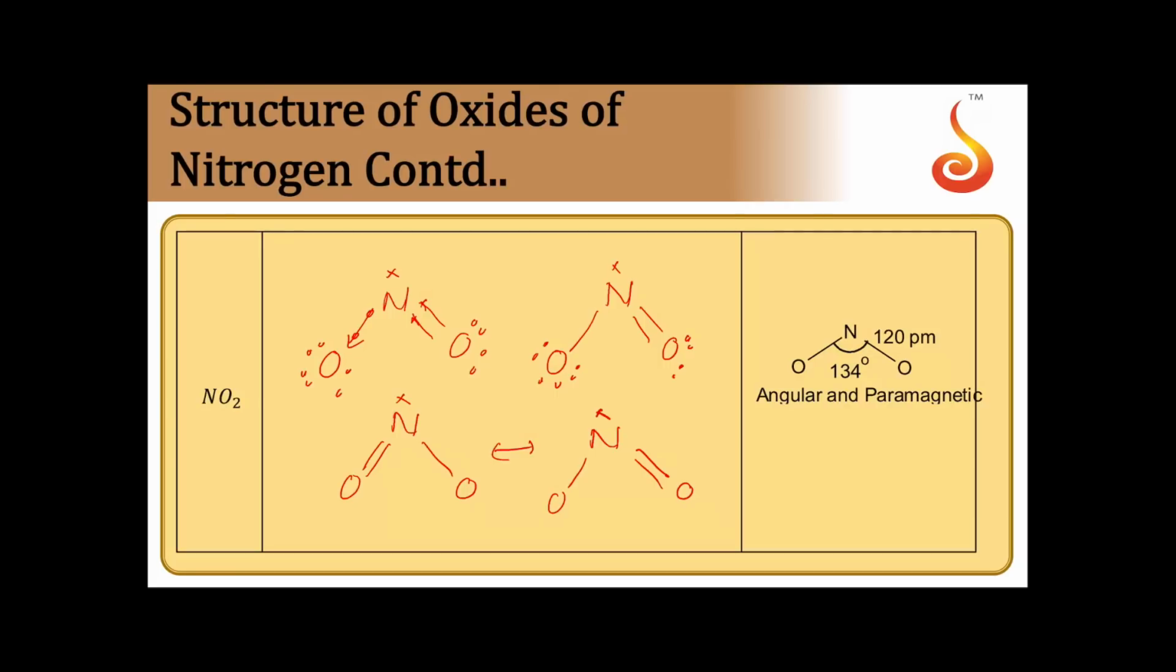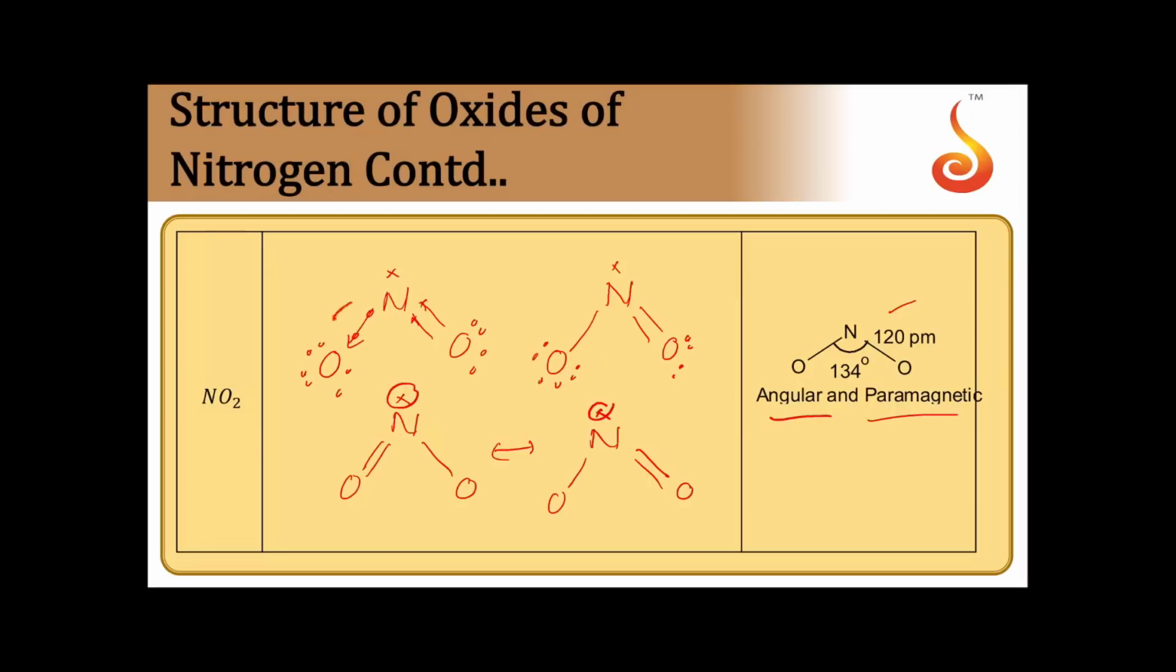So bond lengths will be equal now because of the resonance structure. The bond length comes to 1.20 angstrom units. Bond angle is 134 degrees. The molecule is an angular molecule, and then the paramagnetic property, because of the presence of an odd electron here, therefore the molecule is paramagnetic in nature.